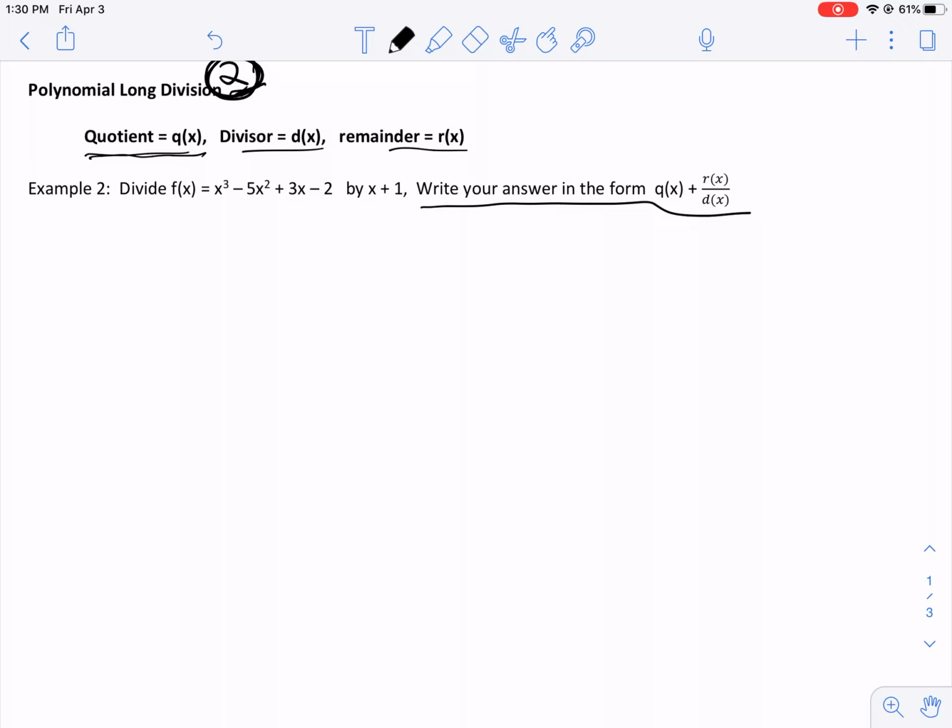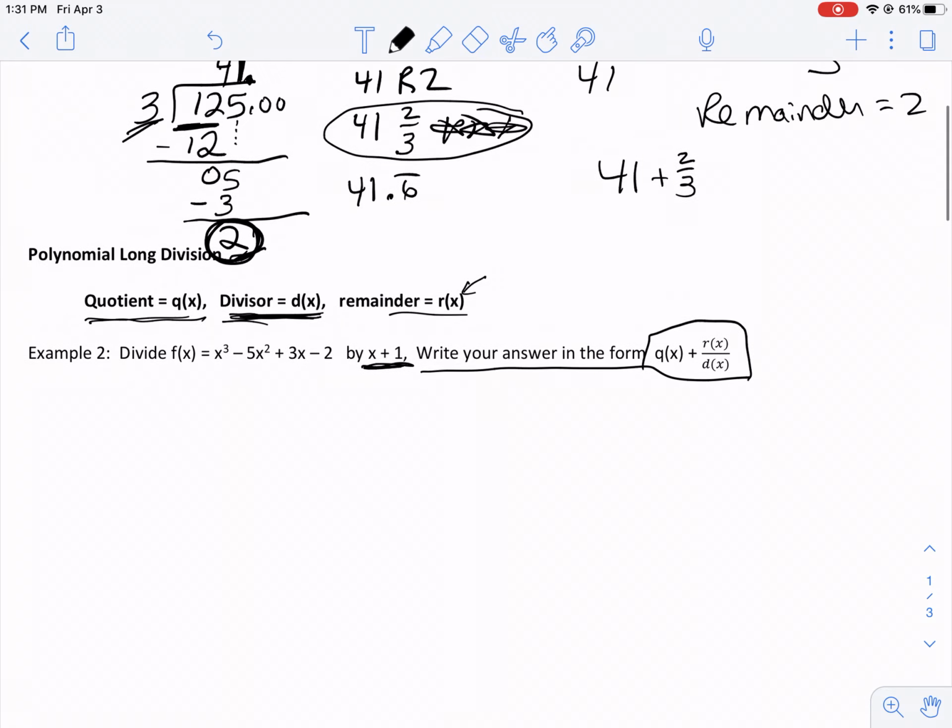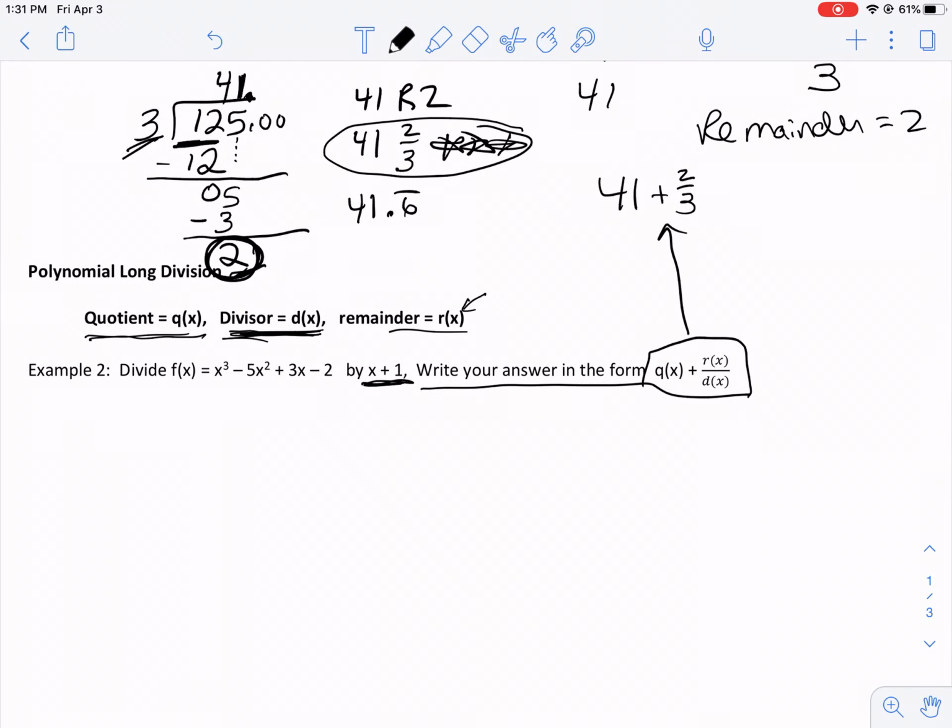The q of x is the quotient, which is going to have x values in there, so it's going to look like a function. The divisor, what you're dividing by, goes in the denominator of that fraction. We're dividing by x plus 1. It's a d of x because it kind of looks like a function, x plus 1. It's a polynomial. And the remainder will probably be a polynomial as well. Okay, so they want us to write it in the same form that I wrote the one above, the 41 plus 2/3, except now in Algebra 2, we're going to have a whole bunch of x's floating all over the place with it. Okay, so here goes.